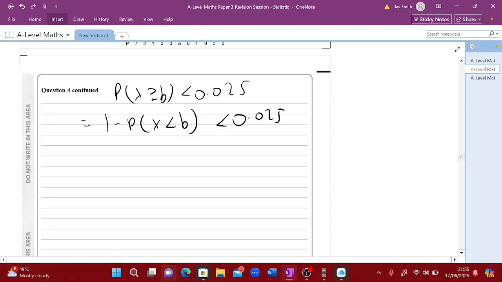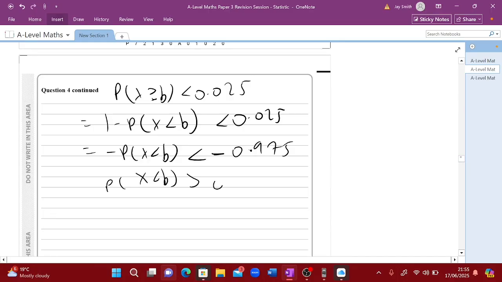So that's the same probability of 0.025. But then minus P(X less than b) has to be less than 0.025 minus 1, which would be minus 0.975. So then P(X less than b), if I divide by minus 1, you flip the inequality sign, is greater than 0.975. So I want the value of b. But what's the problem here? We need it to be less than or equal to. So that means the probability X less than or equal to the next number down, b minus 1, is greater than 0.975. At that point, I'm going to test values with the binomial.